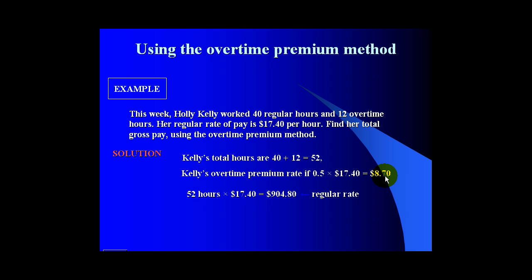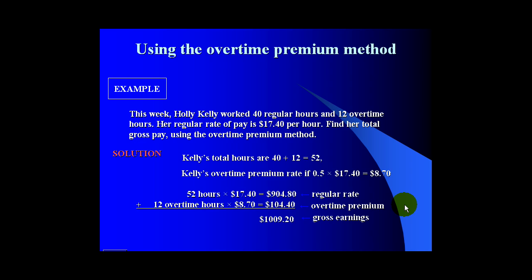So to find Kelly's straight time earnings, we simply take her total hours, which includes the regular hours and the overtime hours, times her regular rate of pay, for a total of $904.80. Her overtime premium, she worked 12 hours overtime, and that's times $8.70, which we calculated earlier, for a total of $104.40. Adding the two things together, we see that Holly Kelly has gross earnings of $1,009.20.